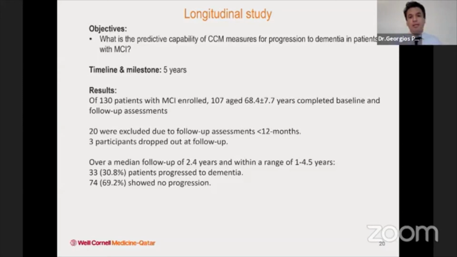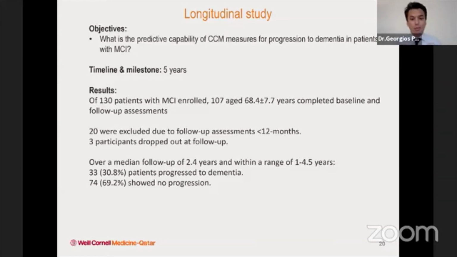So the timeline of this study was 5 years, and we had so far recruited 130 patients with MCI, of which 107 of them, with a mean age of 68, completed both baseline and follow-up assessments. And the median follow-up was about 2.5 years, with a range of 1 to 4.5 years. Anybody with follow-up of less than a year, we excluded them, and there were 20 of them. And patients who haven't done follow-up, we excluded them. There were 3 of them.